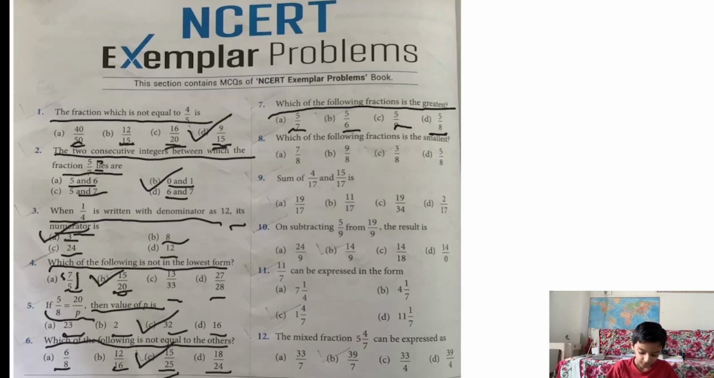So here we have to find out the greatest fraction. For that we have to find the fraction with the smallest denominator. In the first option the denominator is 7, second is 6, third is 9 and fourth is 8. So obviously 6 is the smallest of all. So the fraction 5 by 6 is the greatest. So the correct answer of question 7 is option B, which is 5 by 6.